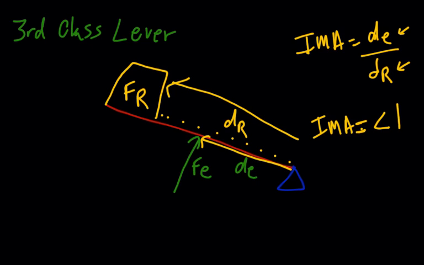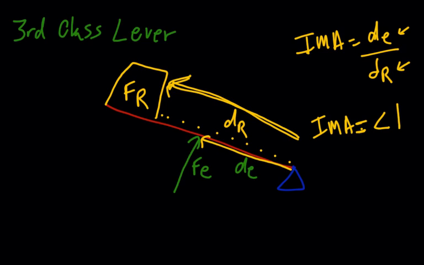So, why would you ever want to do this if you're going to have an ideal mechanical advantage of less than 1? Well, the reason is you want to put in a big force through a small distance, because you want to actually get your resistance force to move a larger distance. You're not caring about applying a big resistance force. You're wanting to actually get a lot of distance out of this. What is an example of this?